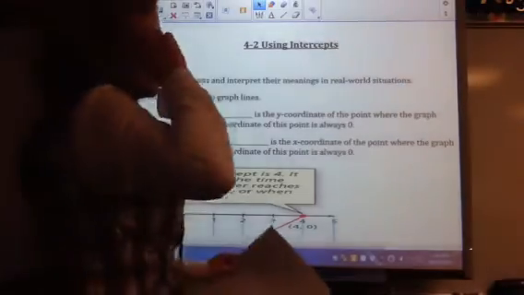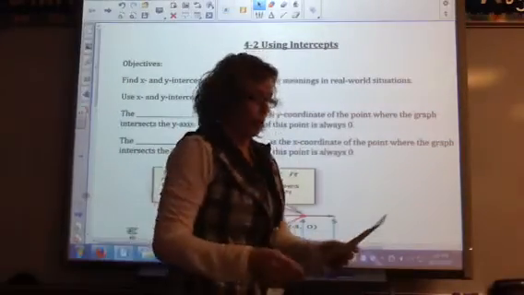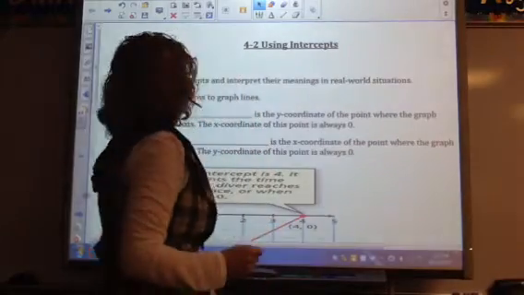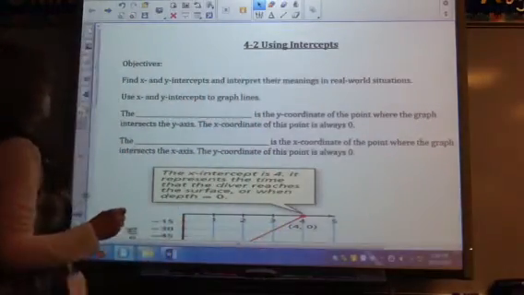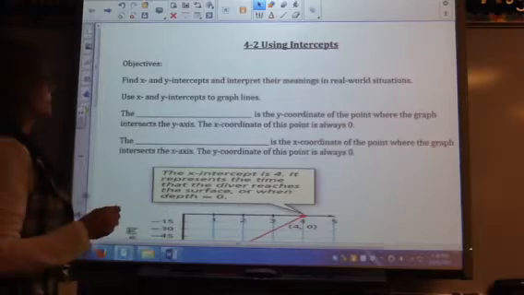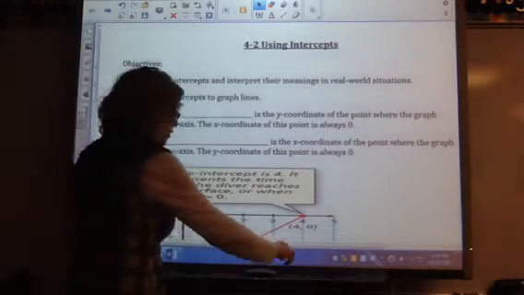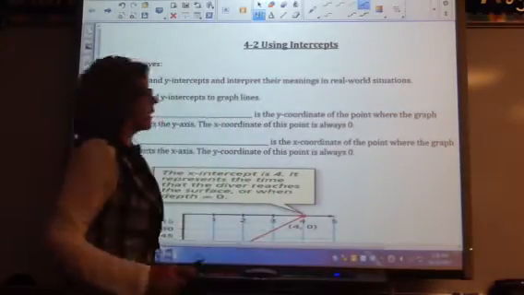Alright guys, today we're going to do the second section of Unit 4, and we're going to talk about using intercepts. So our objective is to find the x and y intercepts in real world situations, and to use the intercepts also to graph lines.